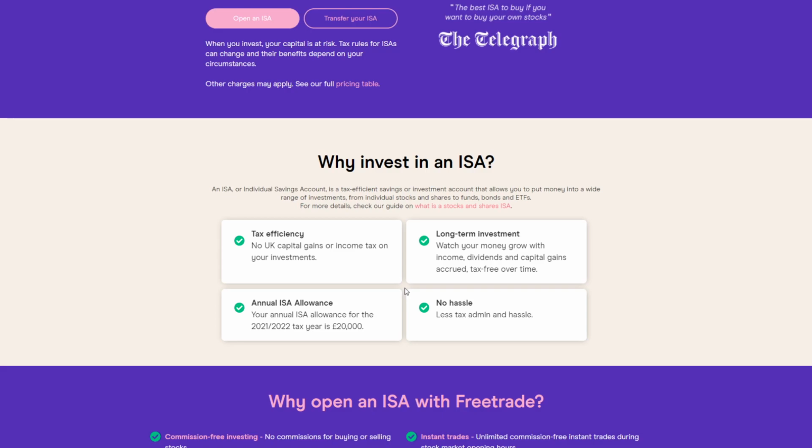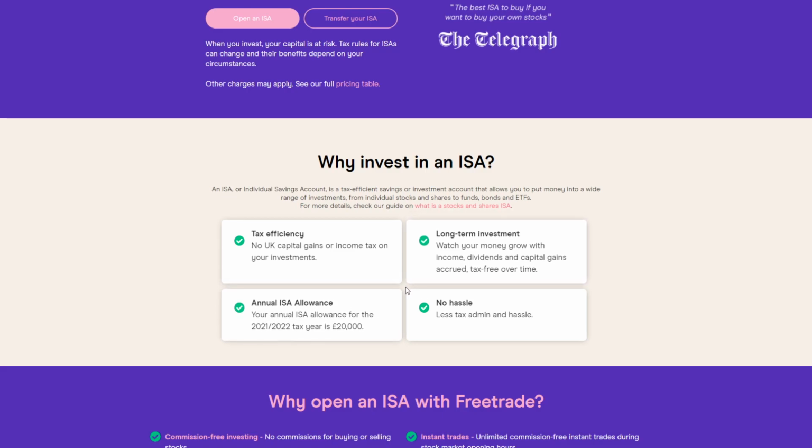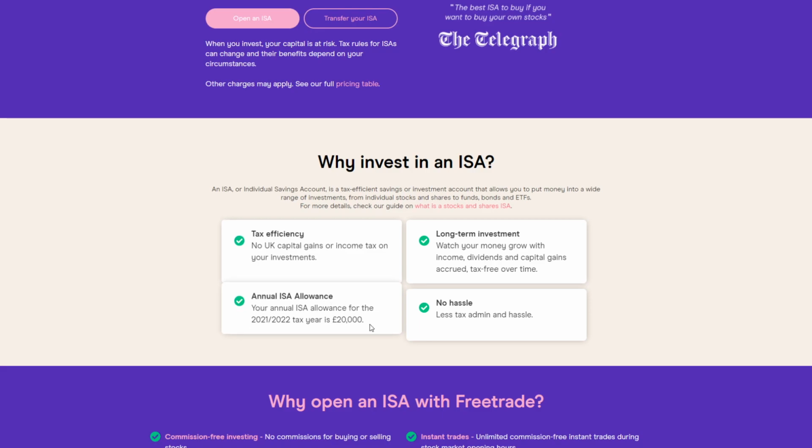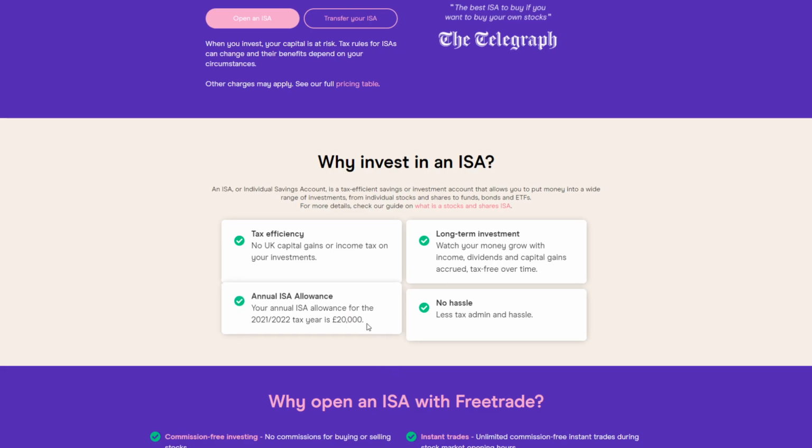You should have an emergency fund, but let's say something happened and you need your money back. You can withdraw that money anytime, but your allowance is not going to go back up to £20,000. So if you have withdrawn £5,000, it is going to stay at £15,000. You can only deposit up to £20,000 flat. If you withdraw any amount of money, it does not get refilled.